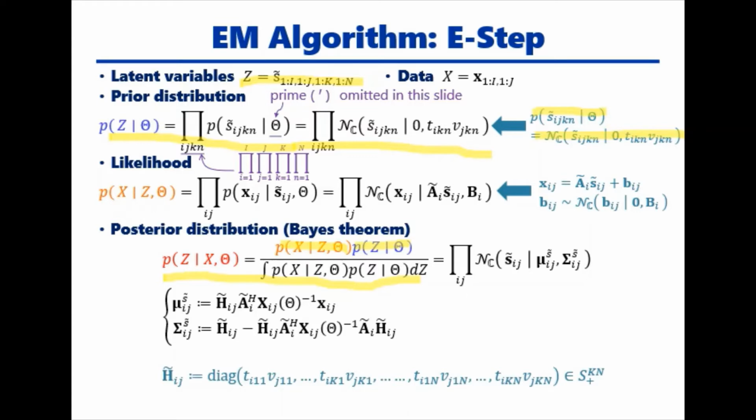As for the likelihood, it also decomposes like this, and by using these equations, it can be rewritten like this. Consequently, although we omit the details, the posterior distribution turns out to be a Gaussian distribution shown here, where the mean mu and the covariance matrix sigma are given as in these equations.